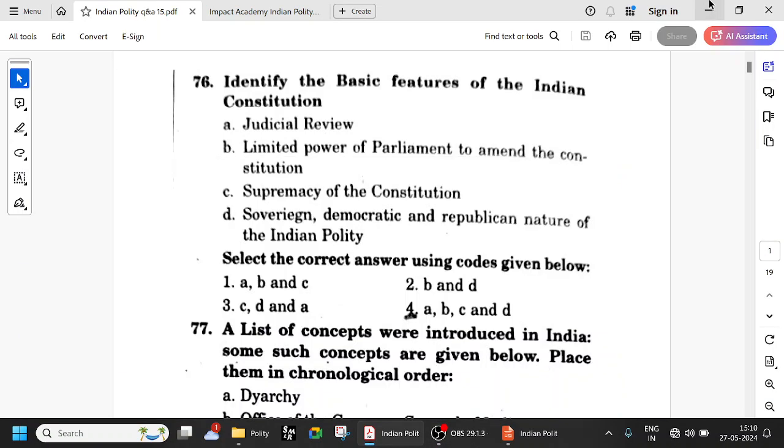So today let us continue with the Indian Polity Model Paper. This is Model Paper 15. Identify the basic structure, basic features of the Indian Constitution. Judicial review, yes, it's a basic feature. Limited power of Parliament to amend the Constitution, yes, it is a basic feature. Supremacy of the Constitution, definitely. Sovereign, democratic, and republican nature of the Indian polity. So all these are basic features of the Indian Constitution.